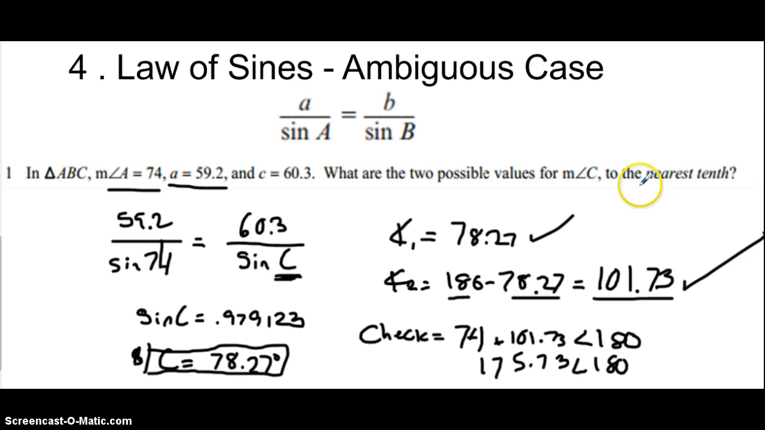Oh, and Mr. Siegel got it wrong because he forgot to read the question to the nearest tenth, so you have to round these. So this is 78.3, and this is 101.7. They will take off on the regents, so please be careful on that one.